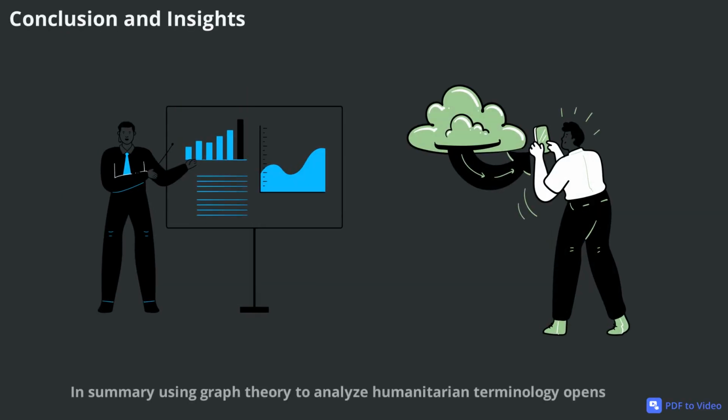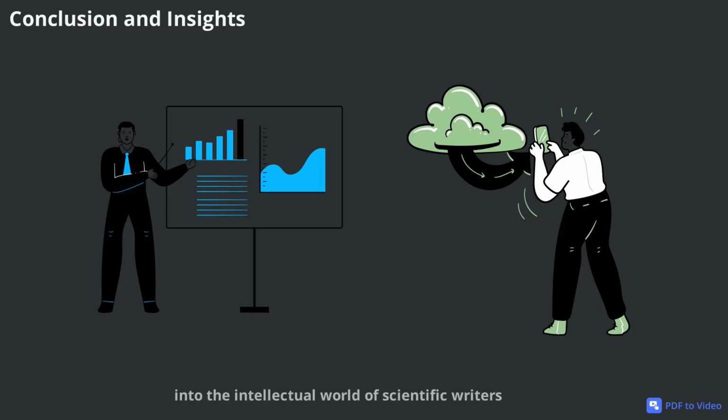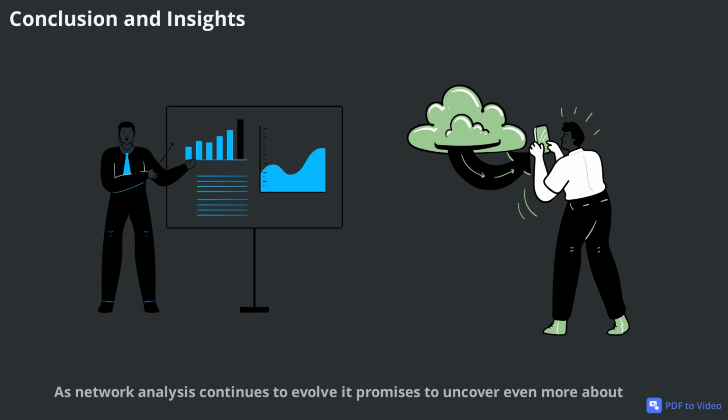In summary, using graph theory to analyze humanitarian terminology opens up new ways to visualize and understand scientific style. Networks reveal not just the key terms, but also the unique structure and logic behind each author's work. Whether highlighting diversity, cohesion, or thematic focus, these models offer a deeper look into the intellectual world of scientific writers. As network analysis continues to evolve, it promises to uncover even more about the hidden patterns in language and thought.